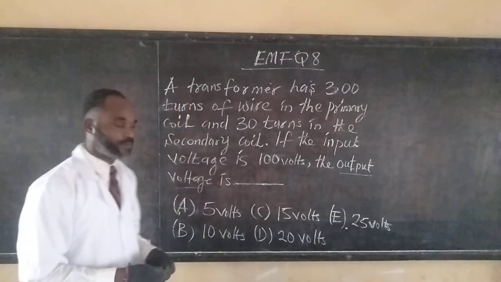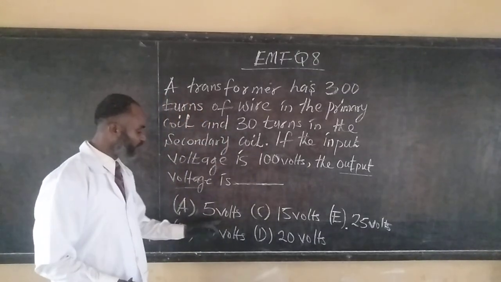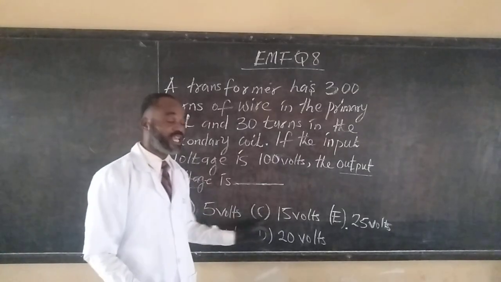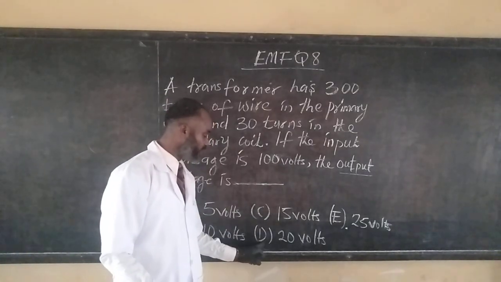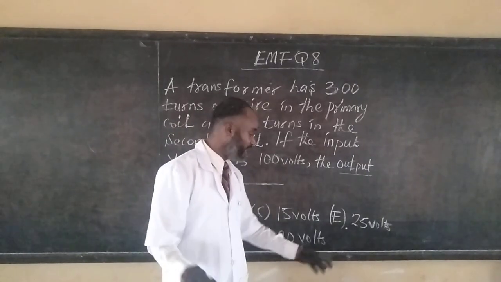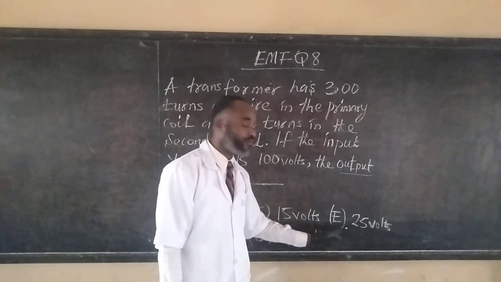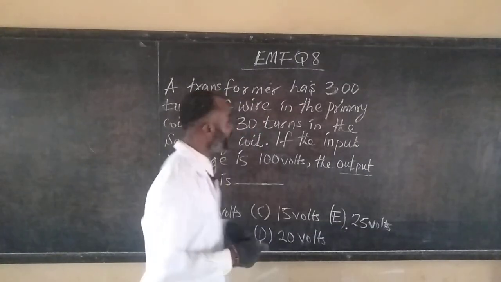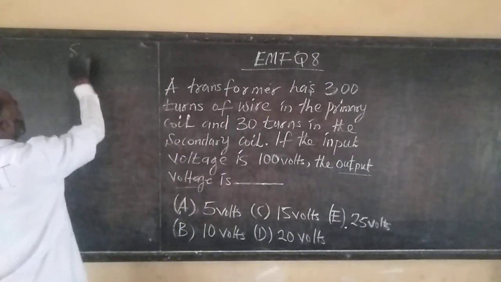That's what it means. Option A, 5 volts. Option B, 10 volts. Option C, 15 volts. Option D, 20 volts. And finally, not the last, not the least, option E, 25 volts. Very simple. Let's go without wasting time.